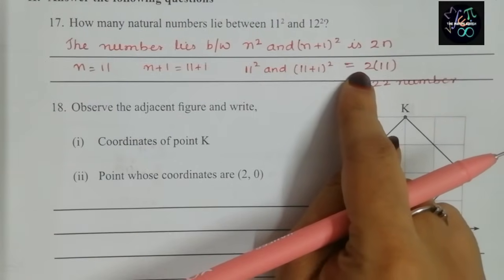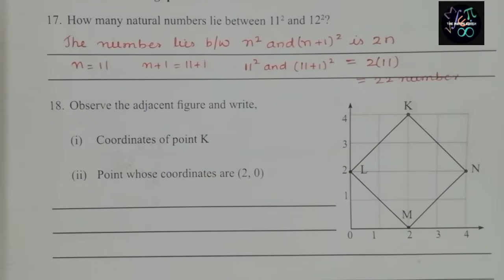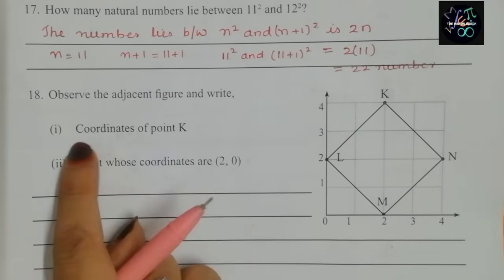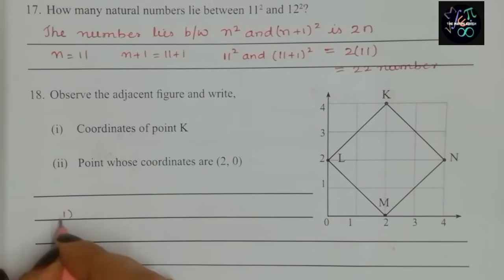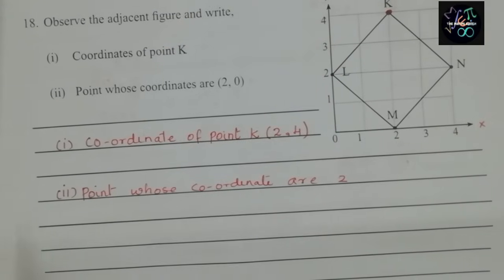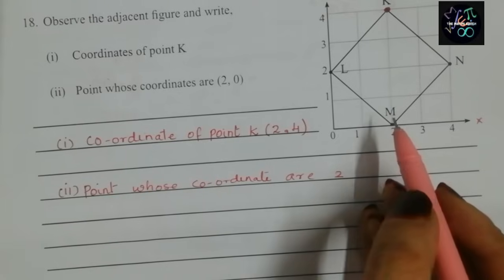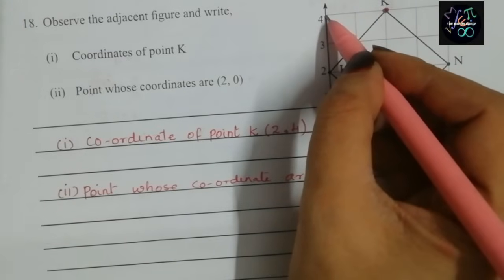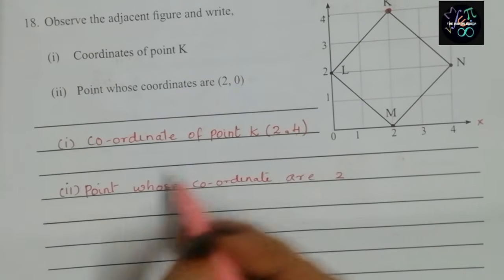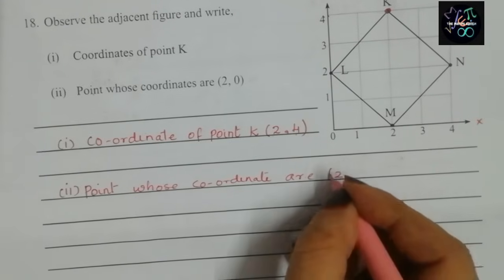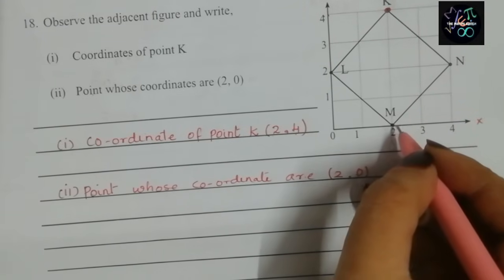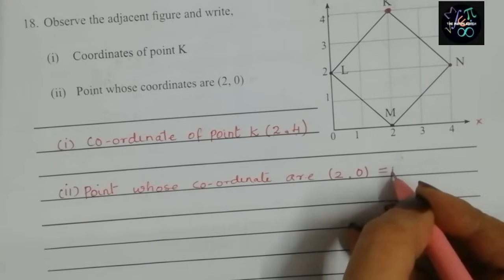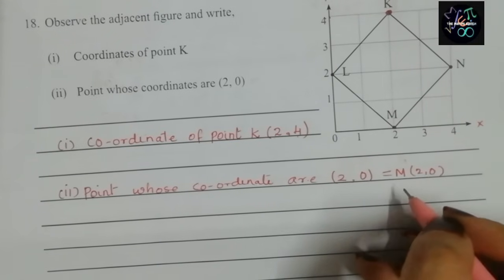Let us see the next question. 18. Observe the adjacent figure. We have to observe this figure and write the coordinate of point K. So how will we get the coordinate of point K? Here, for point K, the x value is 2 and the y value is 4. So it is (2, 4). Like that, the second one: the point whose coordinates are (2, 0). This is 2 of x and 0 of y. So which point is that? M is nothing but (2, 0).